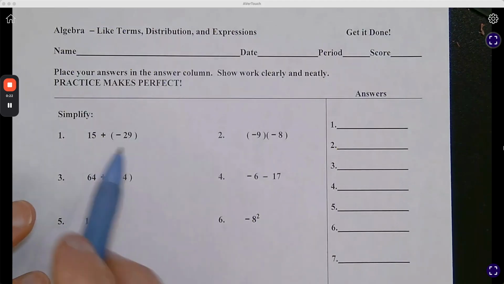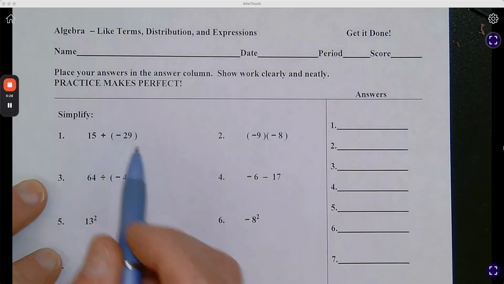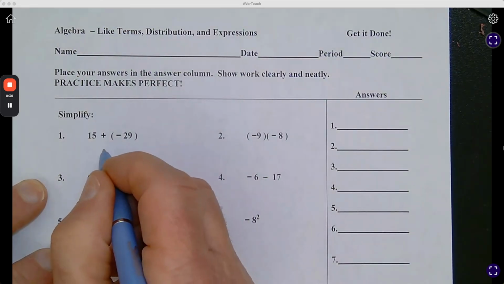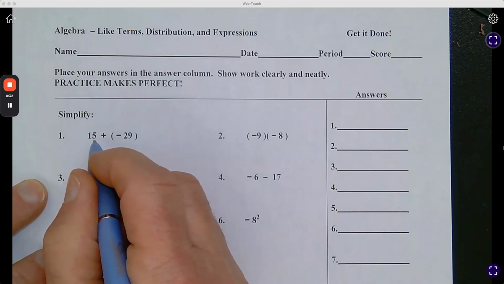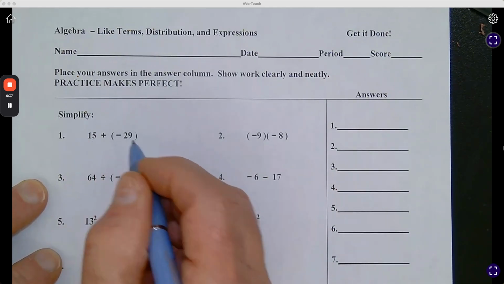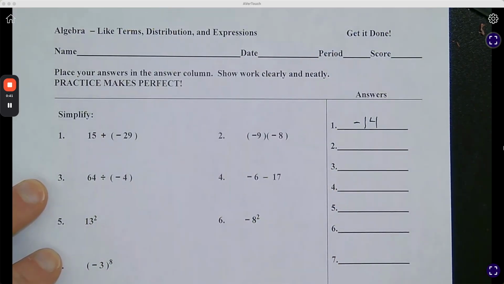All right, when I combine these terms, I'm adding them. Positive 15 plus negative 29. I have more negatives than positives. So when I take 15 of those positives away from those 29 negatives, I'm left with 14 negatives.